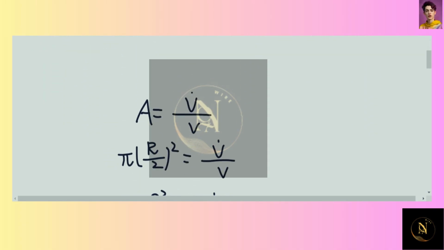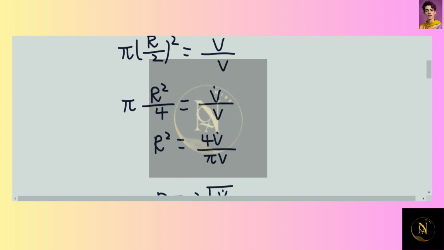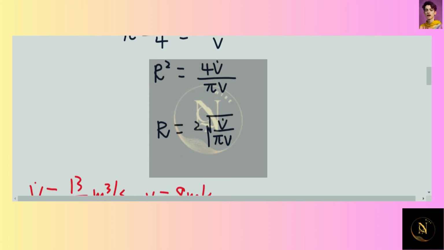And then the next question was asking us the diameter of the main duct. So we know the area can be equal to the volume flow rate divided by the velocity. And we know the area can be expressed as pi times (D/2) squared, where D is the diameter of the duct. So eventually we'll have D is equal to 2 times the square root of V dot over pi V.